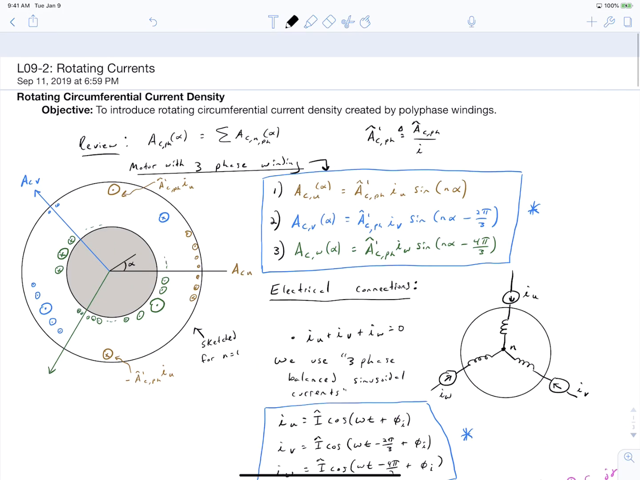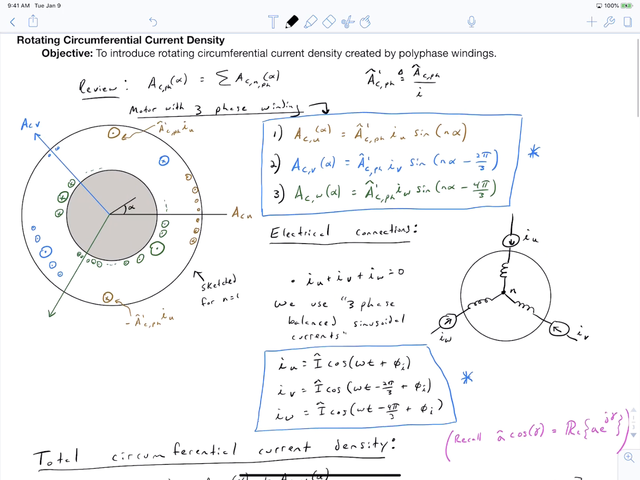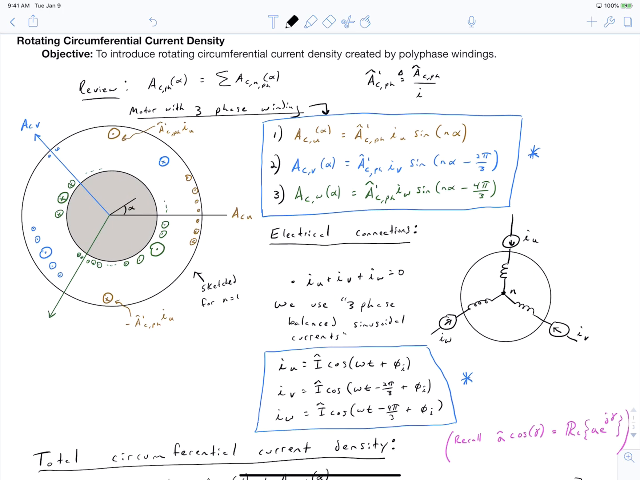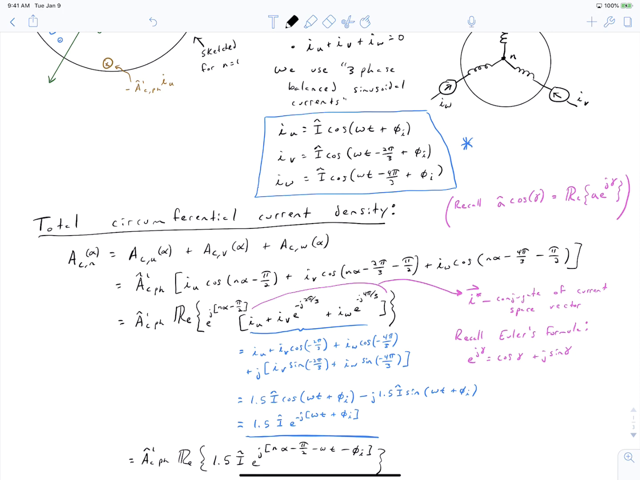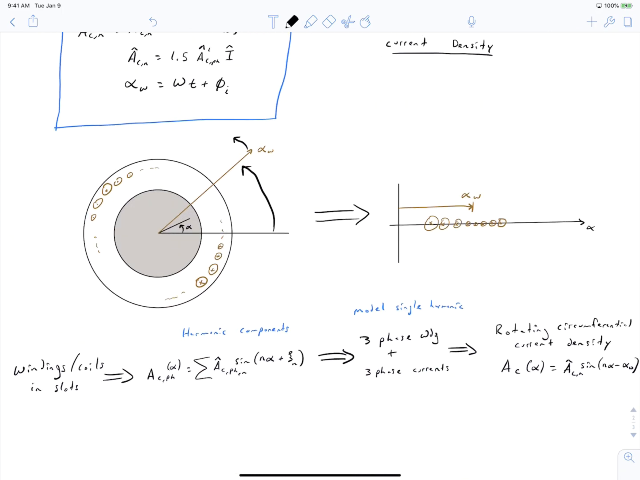So in summary, this video has introduced the concept of a rotating circumferential current density and shown how if you excite it with a balanced three-phase winding, you end up producing a rotating circumferential current density on the inner bore of your stator.